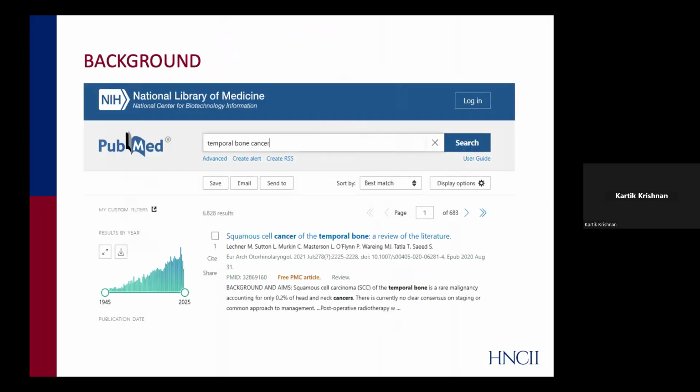So, temporal bone cancers or malignancies are very rare. But if you see in PubMed, there are around 6,828 results which we can see if we type temporal bone cancer. But the majority of these results are retrospective studies and case reports, and the range of years is quite wide. So it can be 40 years, 50 years. So over a period of time, the treatment has evolved. So we are not currently understanding what is the best treatment for these cancers, as well as what the prognosis of these cancers is.